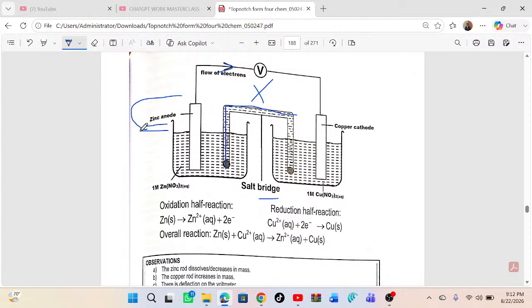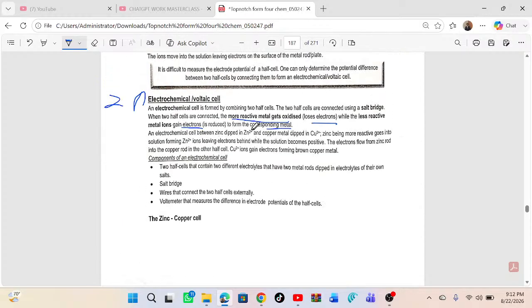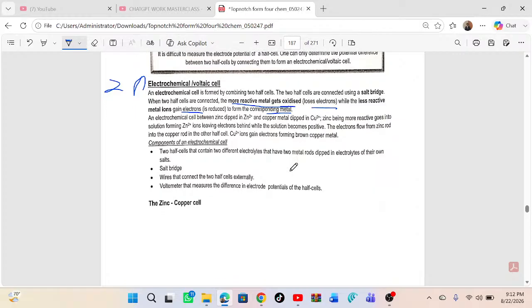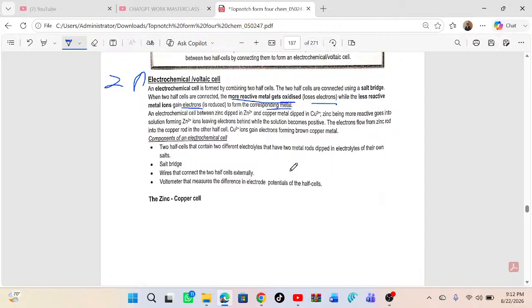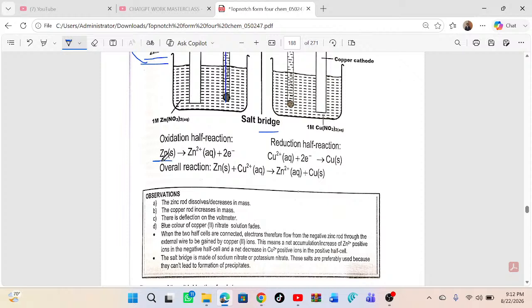So zinc is high in the reactivity series. What will happen? We said if a metal is high in the reactivity series, the more reactive metal gets oxidized. Oxidized, meaning that it loses electrons, because oxidation and loss of electrons go together. So what is going to happen is we have the zinc solid. It will lose these 2 electrons. And the copper will gain these 2 electrons. That's a copper ion plus 2 electrons to form copper solid.